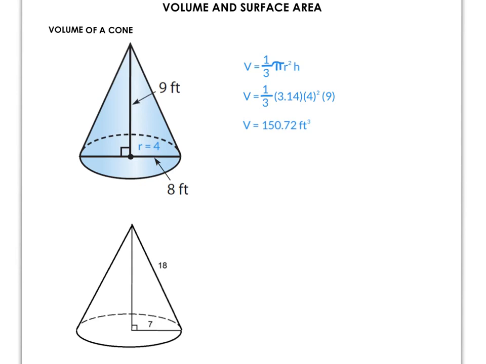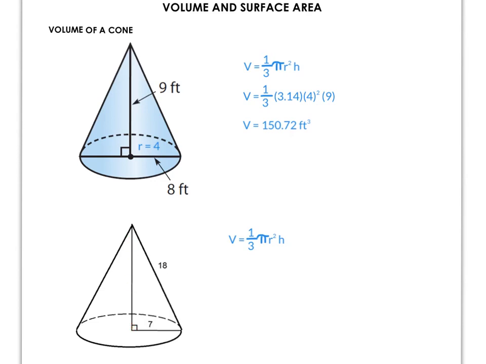Okay, the next one, we have another cone. So I just brought down my volume formula from up above. Since I know I'm finding volume, same formula. But this time, if we look at my picture, I don't know what the height is. It's missing. But they did draw in this right triangle for us to show that we know that the height makes a right angle with the bottom of the shape.